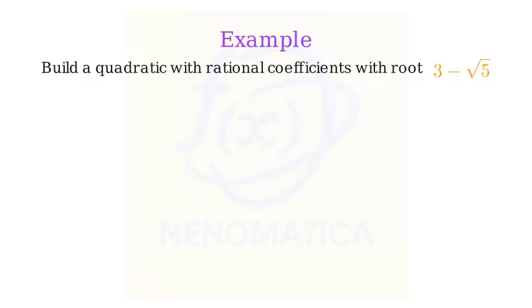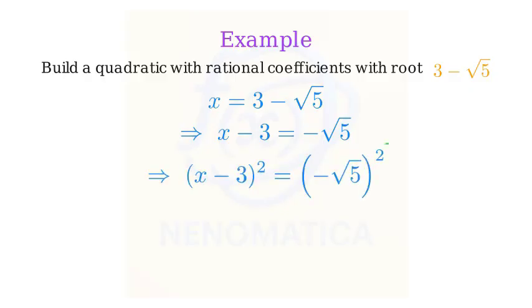Example: construct a quadratic equation with rational coefficients whose one root is 3 minus square root 5. We will follow the exact 5-step algorithm shown on screen. Step 1. Start by writing the root as the variable x equals 3 minus square root 5. Step 2. Move the 3 to the left so the radical is isolated: x minus 3 equals negative square root 5. Step 3. Square both sides to remove the square root.